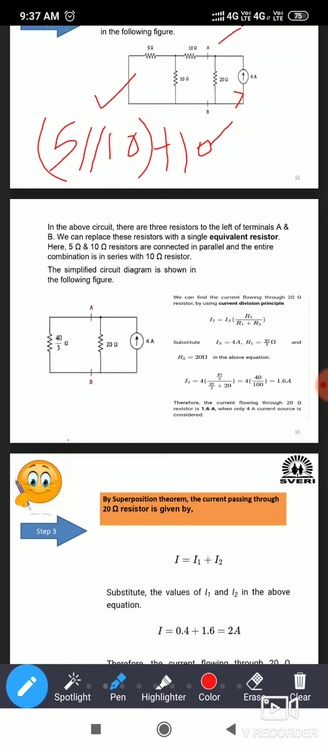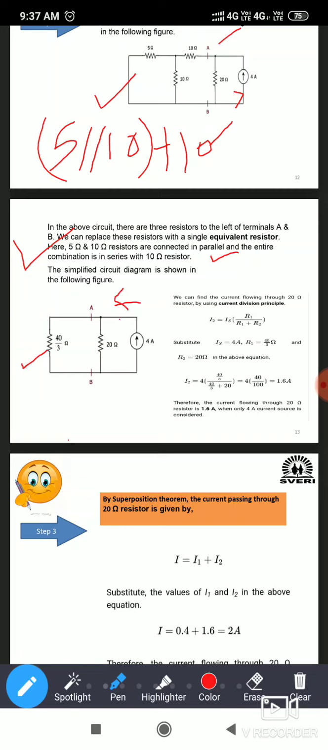Once you are finding it, the description is given here: 5 and 10 ohm are connected in parallel and the entire combination in series with the 10 ohm resistor. That will give the answer 40 by 3 ohm. 5 parallel with 10, plus 10, gives 40 divided by 3. Once you find the equivalent resistance, the new circuit looks very simple.